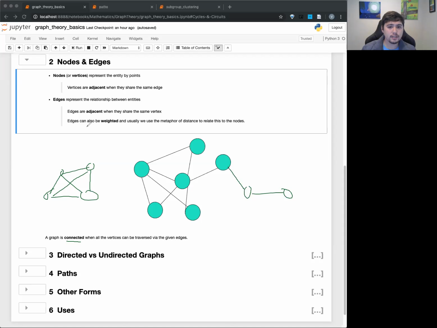Okay. Any questions on nodes, edges, connectedness, these definitions? Sound pretty understandable? Yeah. And it's like slow drawing, right?